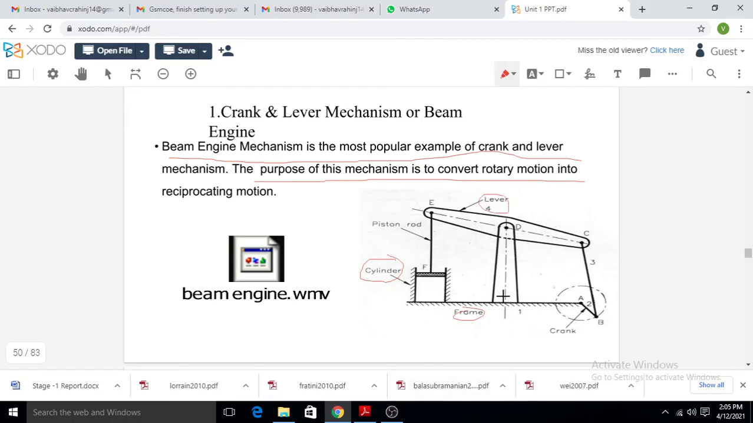Here we make link 1 fixed, and link 2 is called the input link, meaning we provide the input to link number 2, the crank. The crank will make the complete revolution. If we give the input to the crank, it will make the complete revolution about the center A, and due to this, the coupler link will oscillate and also the lever will oscillate.